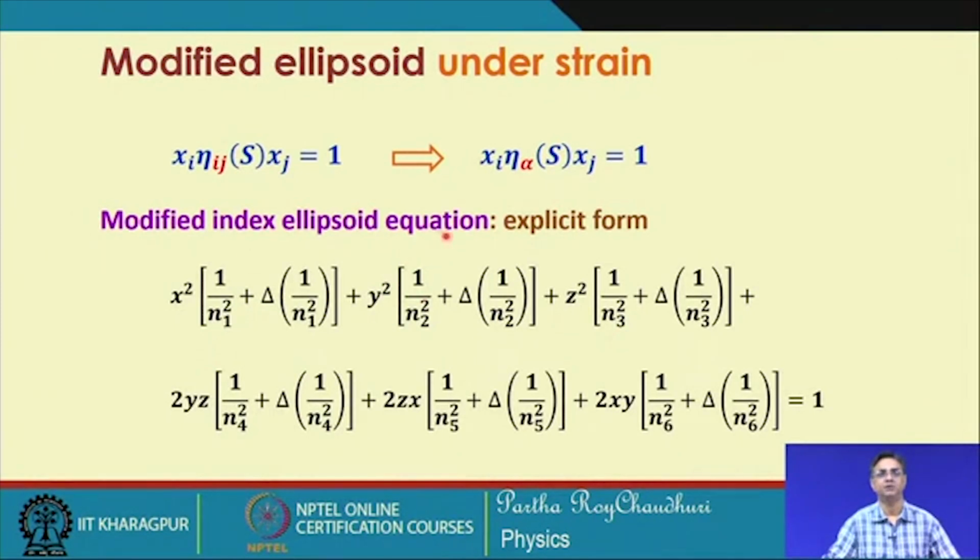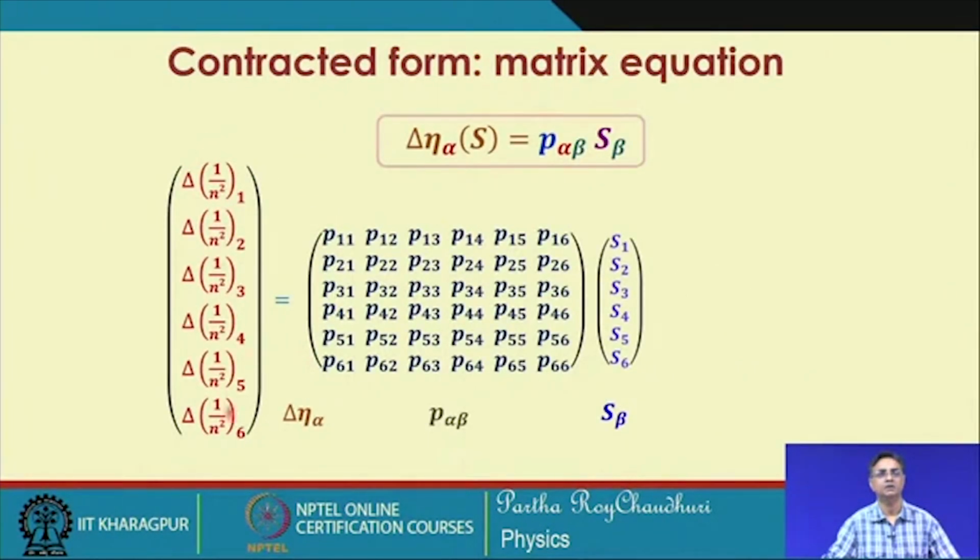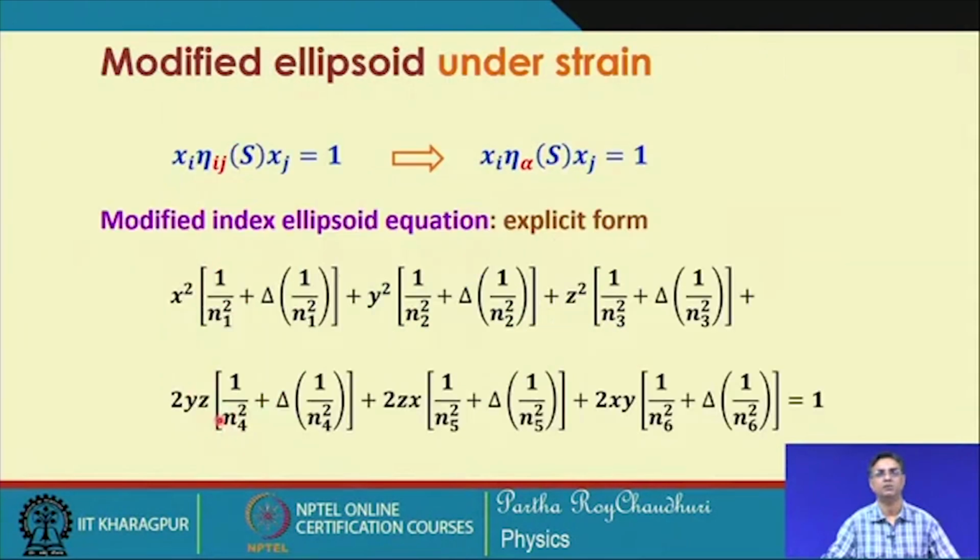So, the modified index ellipsoid equation in the explicit form now takes this form, because this we are well familiar with. This is the change in the impermeability, which is attached to this x square, similarly y square and z square, which will come from the diagonal elements of the impermeability, and these are the off diagonal elements, but there is no diagonal and off diagonal by now, because we have been able to put them into one column vector. So, these three are the diagonal elements, these are the off diagonal elements, this will appear twice, this will appear twice, and this also will appear twice. Therefore, this 2 has come outside, and this is the general form of the modified index ellipsoid.